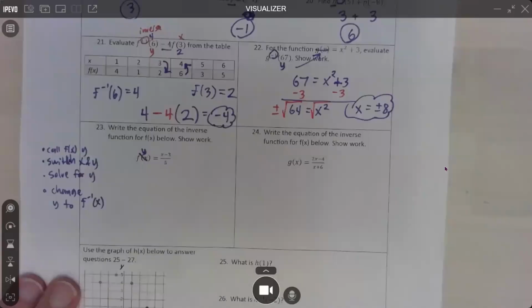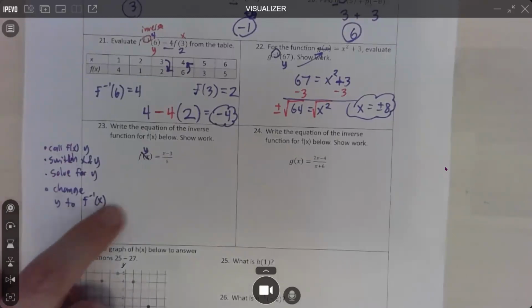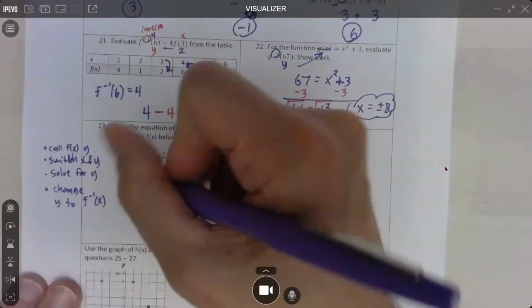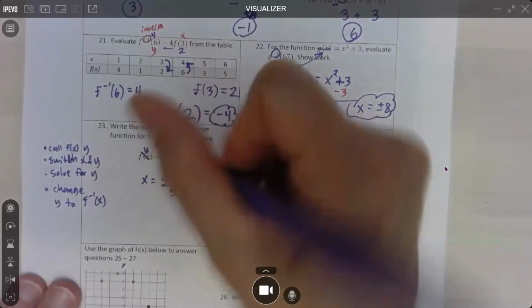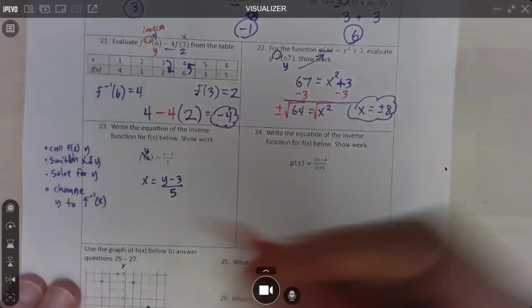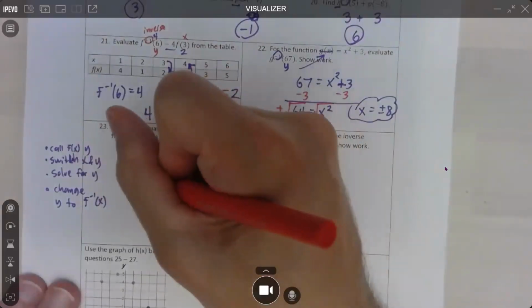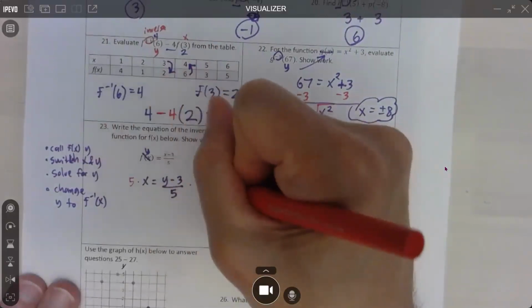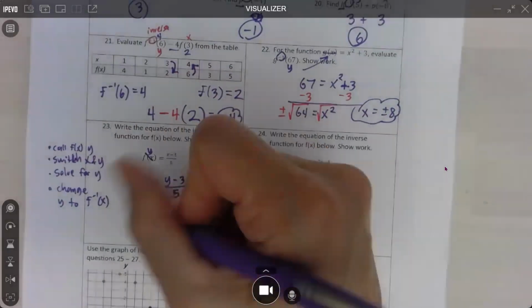All right, the steps are: call f of x, y; switch x and y; solve for y; then change y to f inverse x notation. Here we go. So we're going to write x equals (y minus 3) over 5. Step 3, solve. In this case, I don't want that fraction there, so I'm going to multiply both sides by 5. That's going to cancel out those 5s. 5x equals y minus 3.